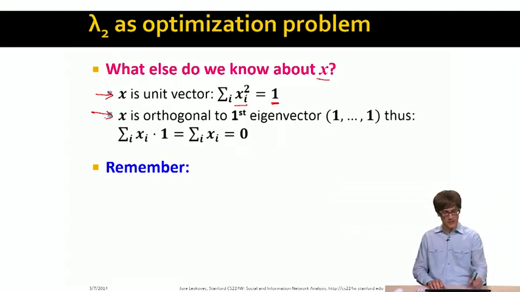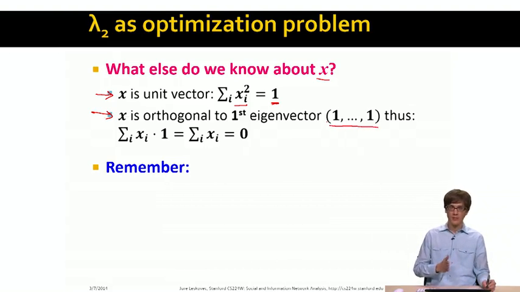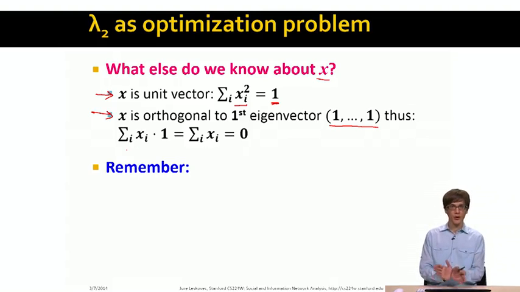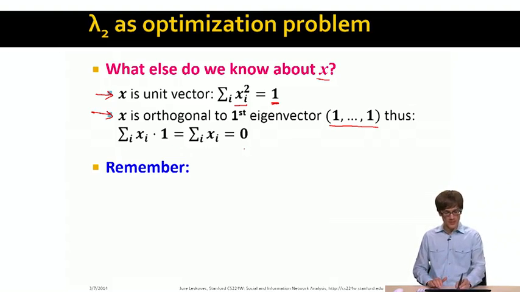The second thing we know is that x is orthogonal to the first eigenvector, right? We have already convinced ourselves that the vector of all ones is an eigenvector of our Laplacian matrix L, and that the corresponding eigenvalue has value 0. So, given that x is orthogonal to this vector of all ones, when I do a dot product of x with a vector of all ones, I should get 0. What this basically means is that the sum of the entries of x should be 0.